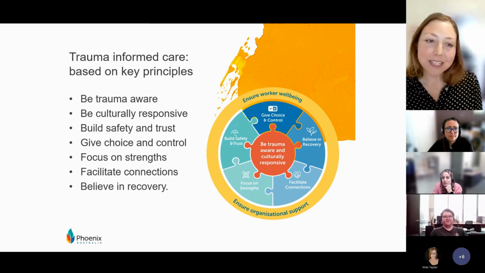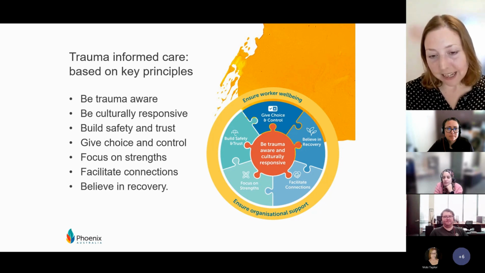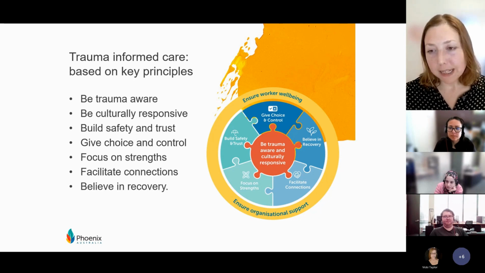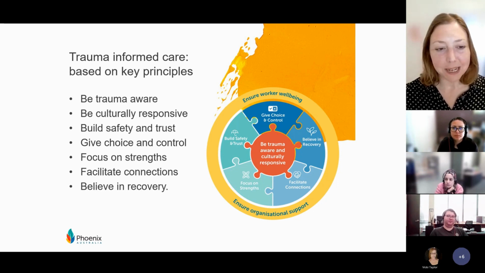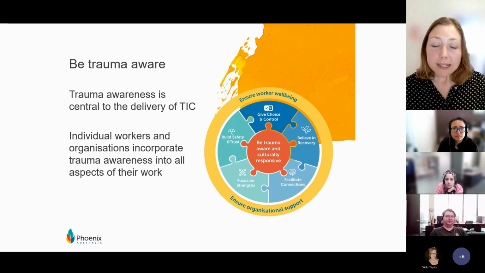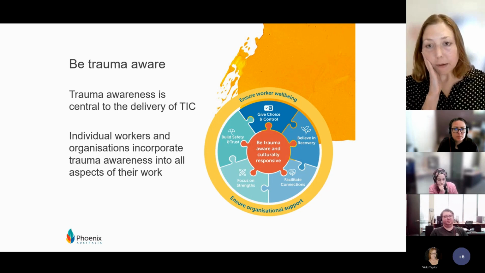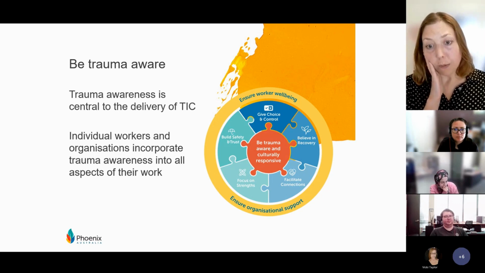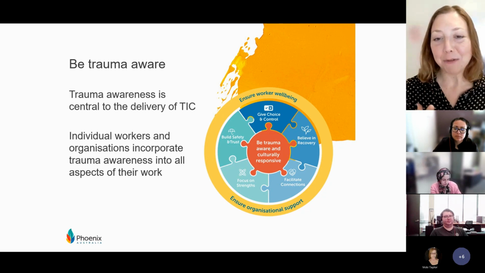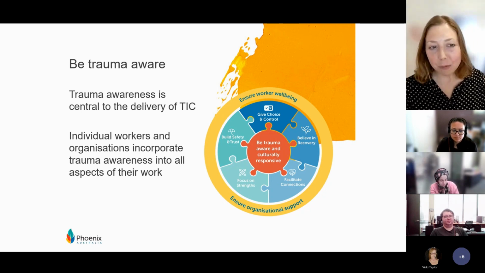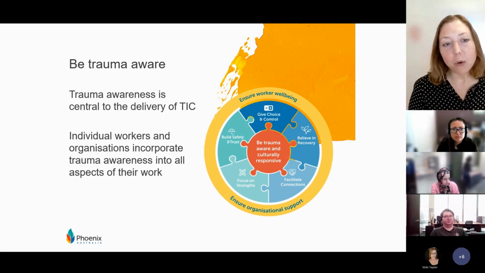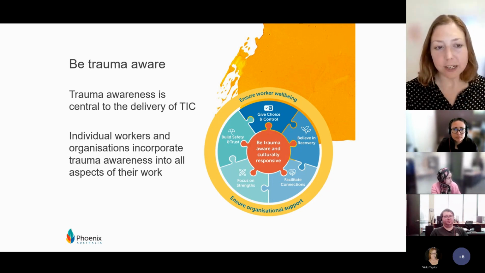I guess as we're going through today, another key thing is to start to think about how you might be able to apply some of these things within your work or where this might come up. But again, we'll talk about that in a bit more detail. So as I said, this be trauma aware principle is really central. And so today we're going to be talking quite a lot about being trauma aware, and we'll become more trauma aware, hopefully, once we've finished this session. So that trauma awareness is really about individual workers and also the organisation incorporating this into all aspects of work.